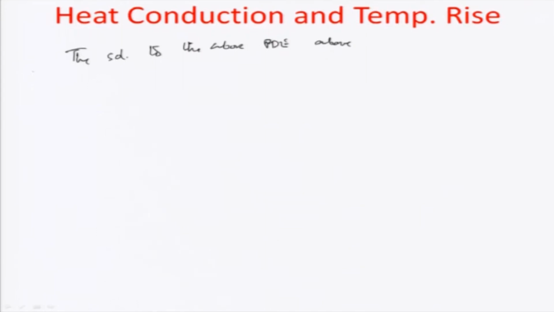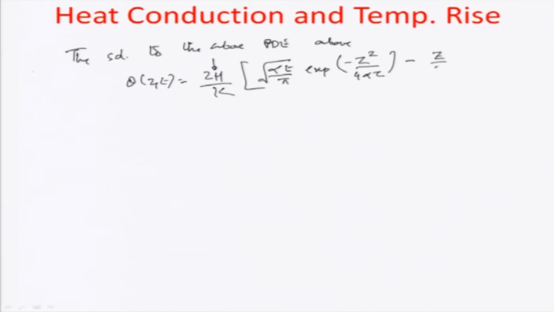So, the PDE solution is theta z t equals twice h by k, where H is a constant heat flux, times root of alpha t by pi, exponential to the power of minus square of the depth by 4 alpha t, minus z by 2, the first kind of the coefficient, z by twice root of alpha t.